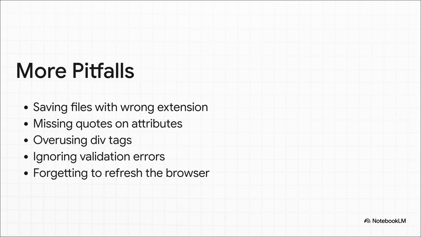Let's look at just a few more pitfalls before we wrap up. Saving files with the wrong extension. Your browser only understands the code if the file literally ends in .html. Missing quotation marks on your attributes. That can silently break your elements without you even realizing. Overusing div tags, which, as we just learned, completely ruins accessibility. Ignoring validation errors is another big one.